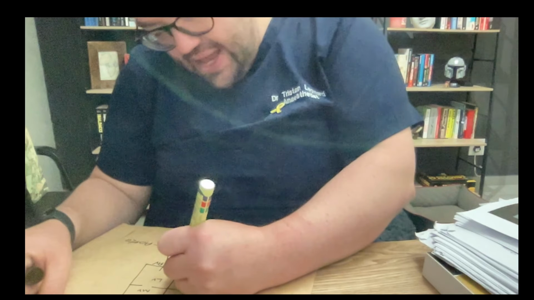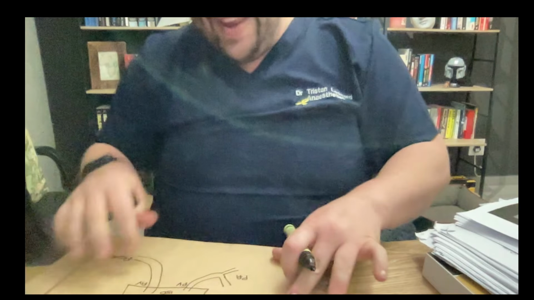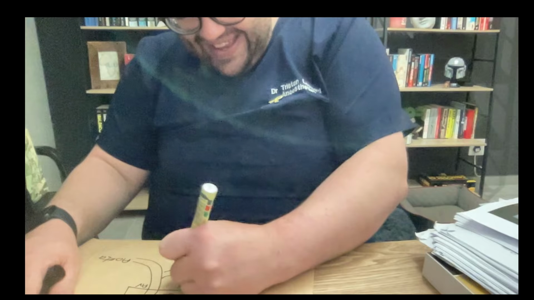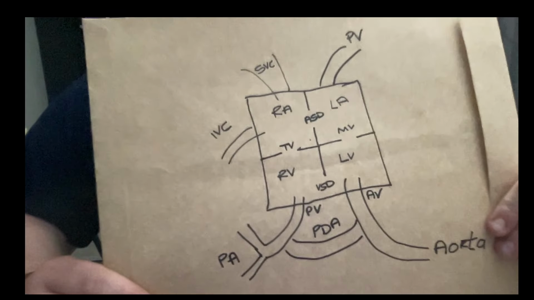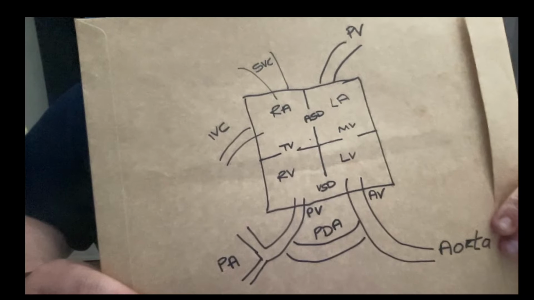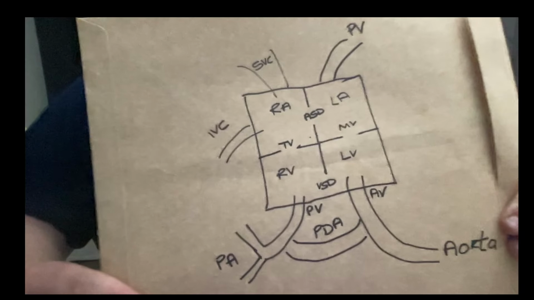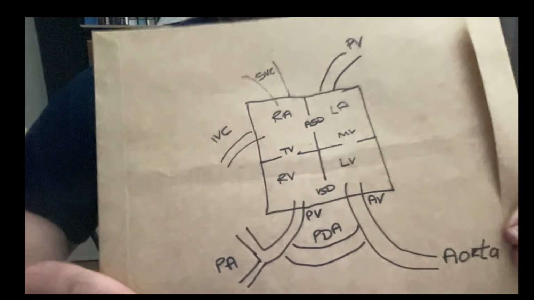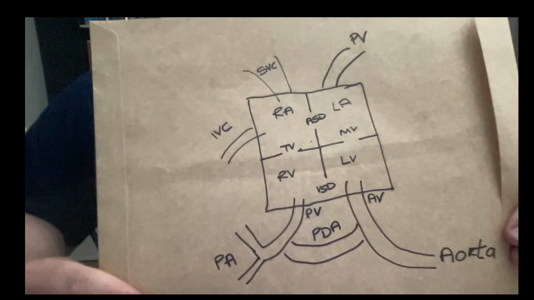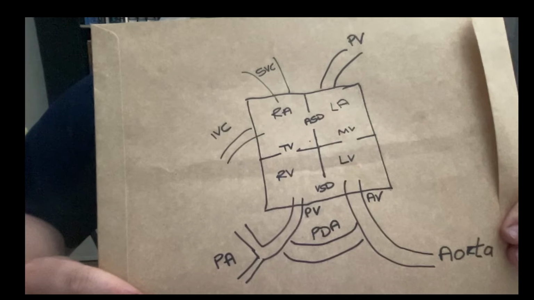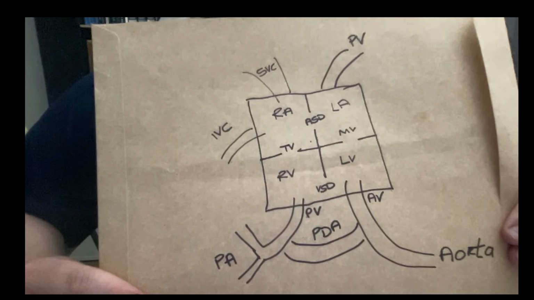Here we've got a VSD, and here we've got a PDA, okay? So guys, if you look here, okay, these are the most common left to right shunt lesions that I've just sketched here, and this is what I do for every list. So if you look again, we've got RA, blood is coming from SVC and IVC. So if there is a gap between the RA and the LA, that's an ASD, and blood will shunt from the left atrium into the right atrium, left to right shunt.